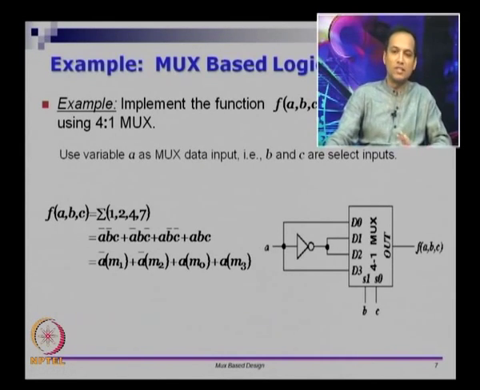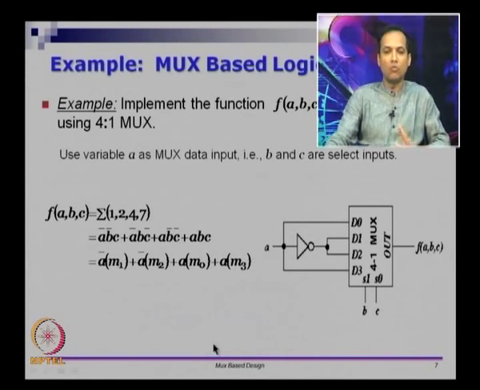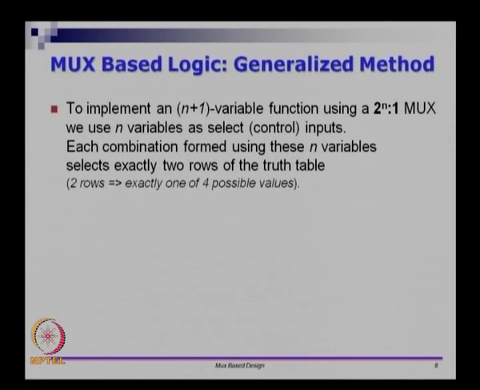This way of doing it, we will see something called Shannon's expansion at the end of the module. What we are doing is what is called Shannon's expansion. We will see that at the end of this module. So, in general what you have to do is, if you are given an n plus 1 variable function, and you are asked to implement it using a 2 power n is to 1 mux, of the n plus 1 inputs, you take n of them and give them as select lines, and each combination formed will contain either 0, 1 or the one variable that you eliminated, or the uncomplemented version of the variable that you eliminated. So, each combination of these n variables will select exactly 2 rows from the truth table.